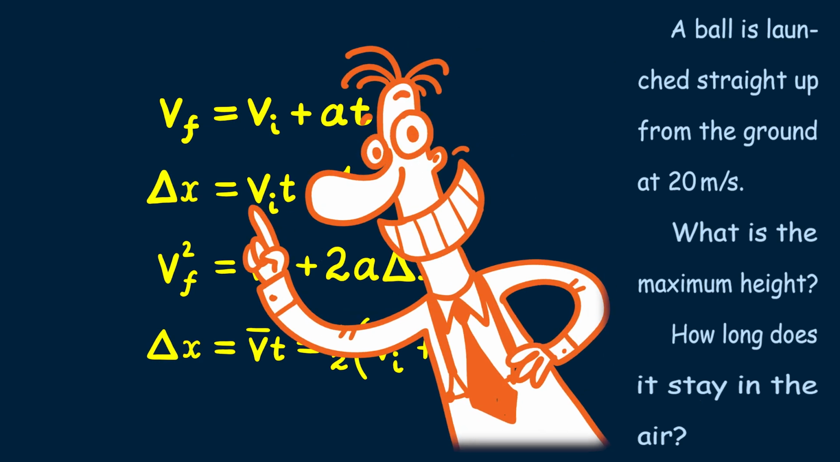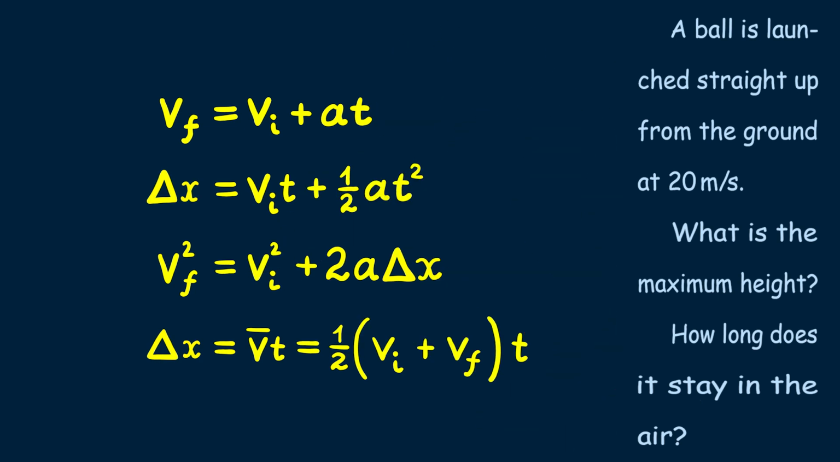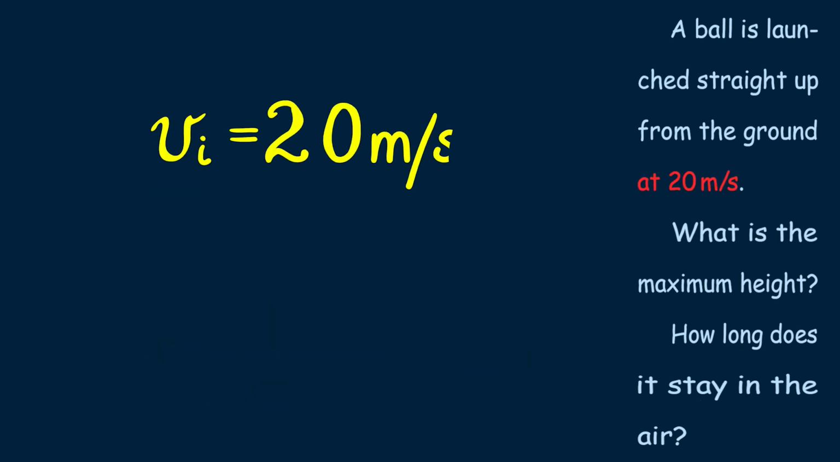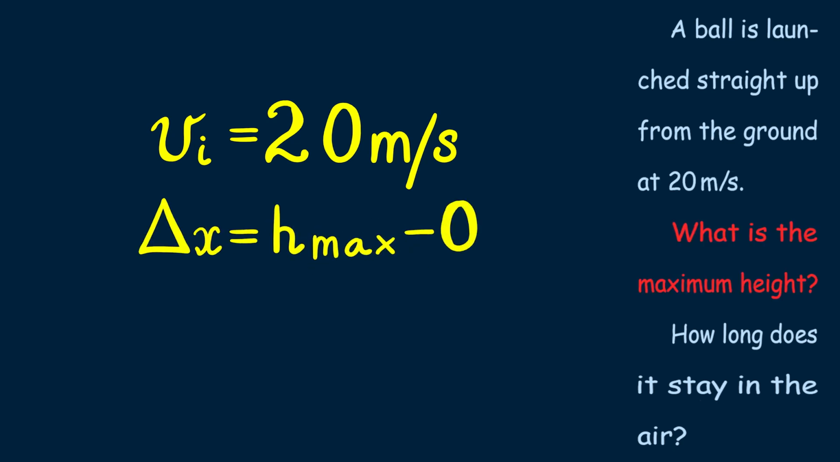Anyways, the trick to knowing which equation to use is to see what variables are given in the problem and which one you're trying to solve for. In the first part of this problem, we're given the initial velocity, 20 meters per second, and we're trying to solve for the maximum height, which is the change in position from the ground, or delta x.